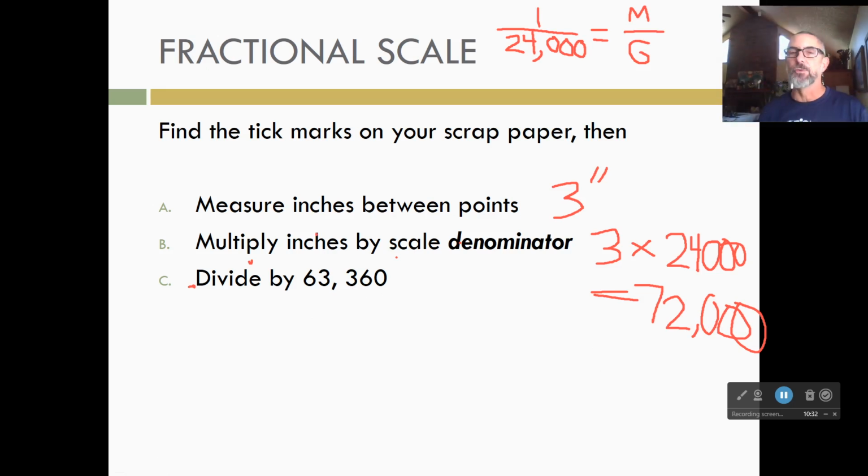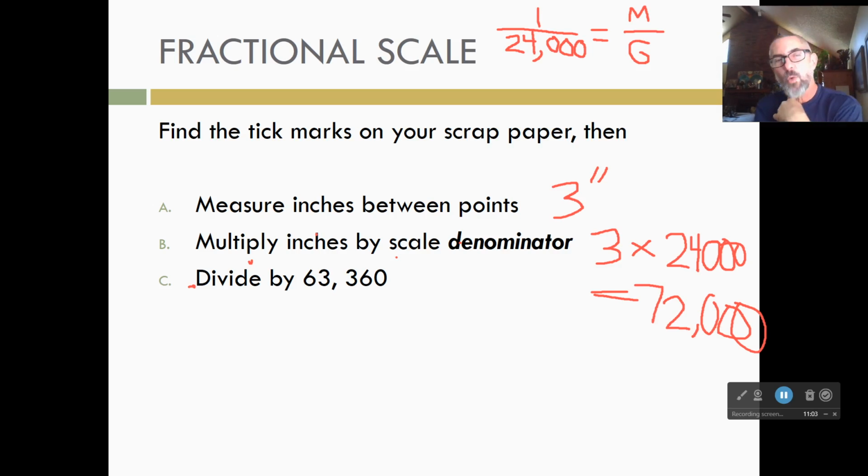And the nice thing about being able to use the fractional scale and the bar scale is if you do them both right, they're excellent checks on each other. They will come out to being really close to each other within about 1/10 of a mile. So it's really hard to screw both of them up and get the same answer. So if you get a really, really similar close answer using both methods, then it's a pretty good indication that you did it right.